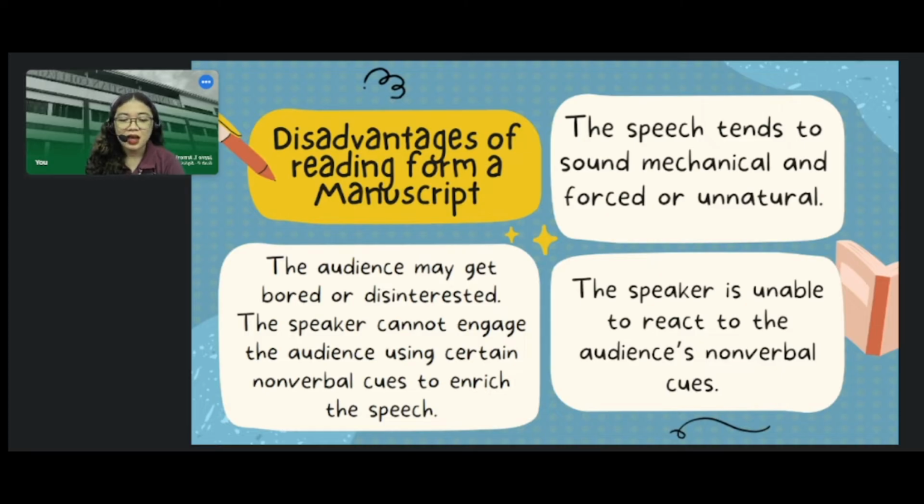Okay? Next, the speaker cannot engage the audience using certain non-verbal cues to enrich the speech. Like what I've said earlier, you will not be able to have a rapport or a connection with your audience because you are too focused reading from a manuscript. Okay? And these are the advantages and disadvantages of reading from a manuscript.